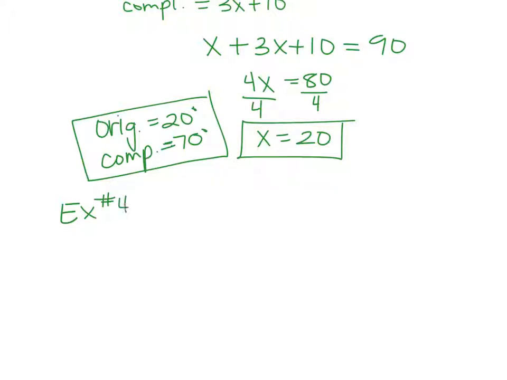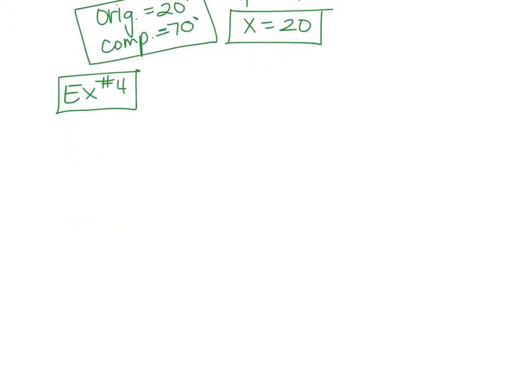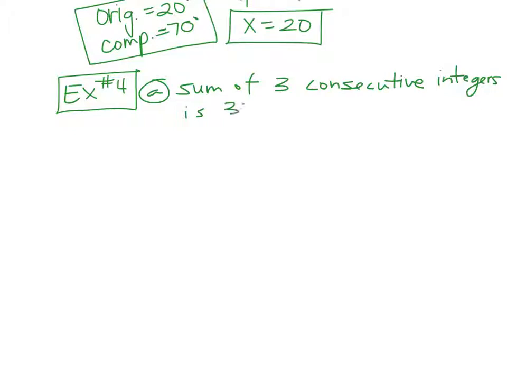All right, fourth example. You're going to see something like this again. Pay attention. If I say the sum of 3 consecutive integers is 33.